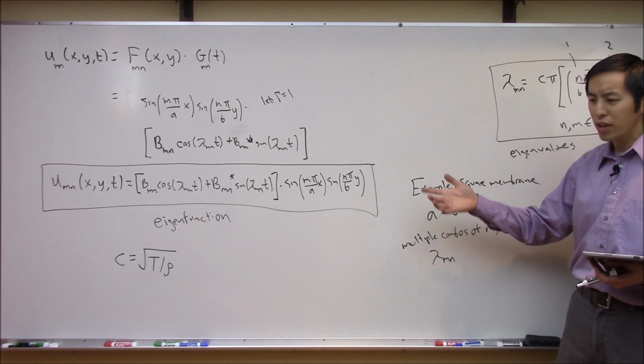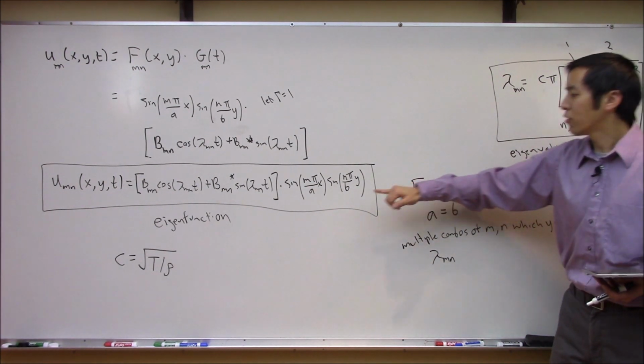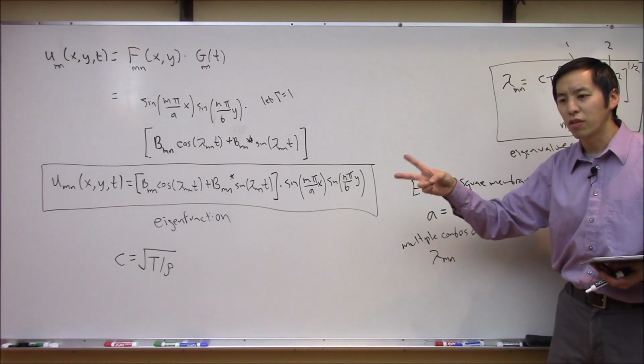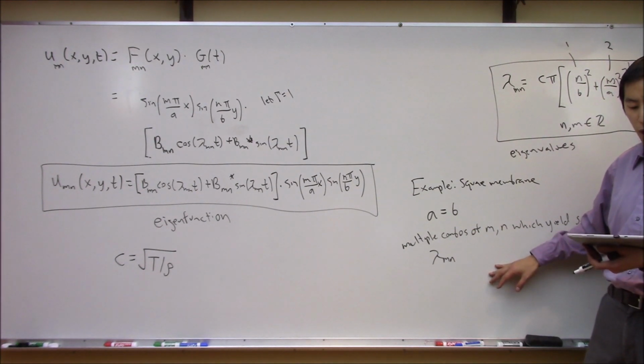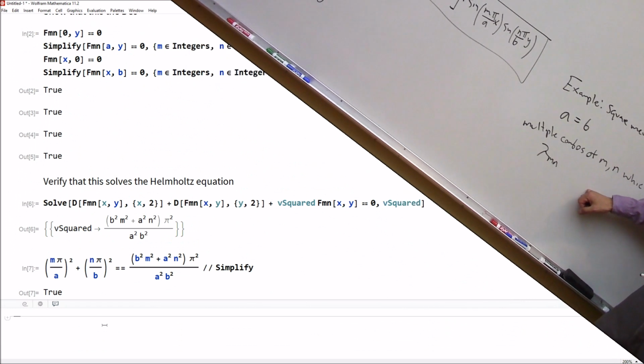So let's go over here to Mathematica and take a look at this. Let's plot these up. Well, first, let's go ahead and define this, check that it satisfies the boundary conditions, check that it satisfies the partial differential equation, and then plot a couple of examples for this square membrane.